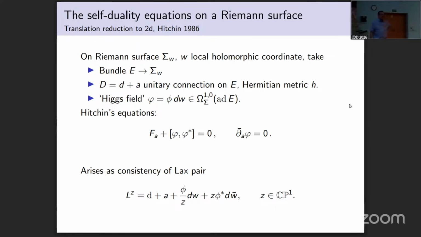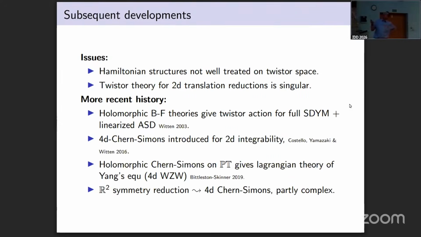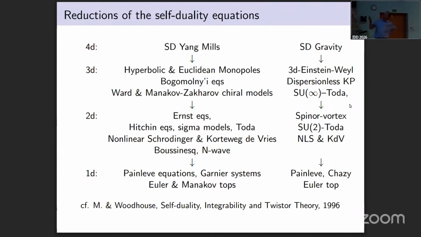And what happens there is actually worthy of a lecture in its own right. Just going back to my list of reductions here, what you see is that if you go down the self-dual gravity channel here, the dispersionless KP has a lift, has a twistor correspondence and a life inside the twistor framework. If you want to lift dispersionless KP to full KP, what you end up having to do is some kind of quantization. And so you have to resort to a non-commutative story. And this has recently been done by Roland Bittleston and David Skinner.